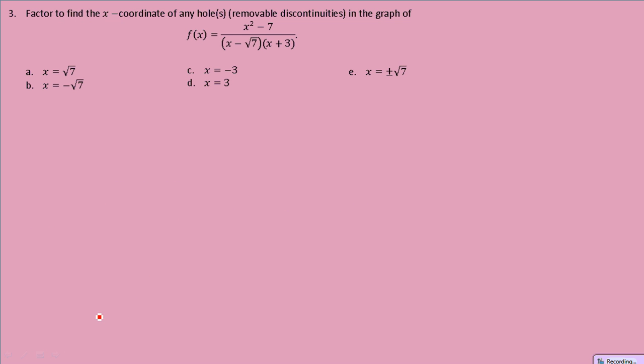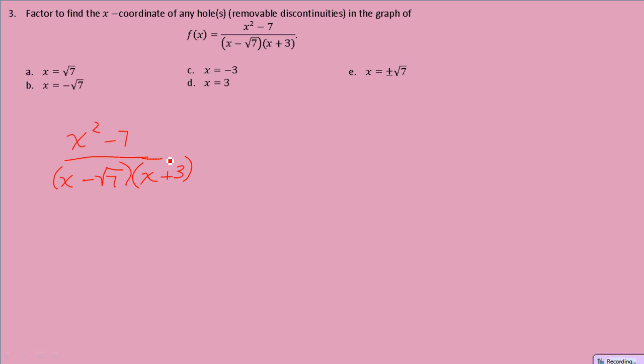Okay, question 3. We want to factor to find the x-coordinates of any holes, or another term for that would be removable discontinuities in this graph. So if you'll remember, holes are the ones that you can cancel out, they're removable, and the ones that you cannot cancel out would be the asymptotes. Okay, so I'm going to go ahead and copy this problem down. We have (x squared minus 7) over (x minus root 7)(x plus 3).